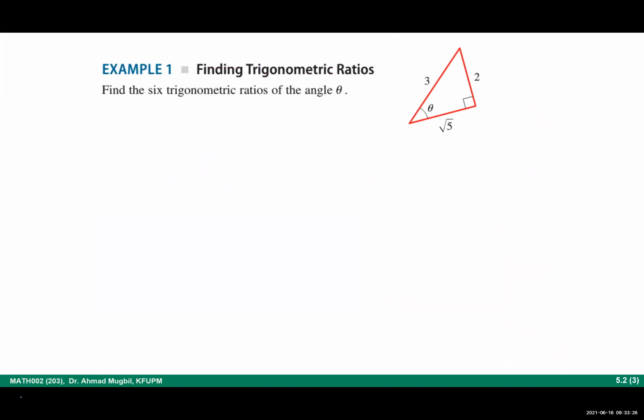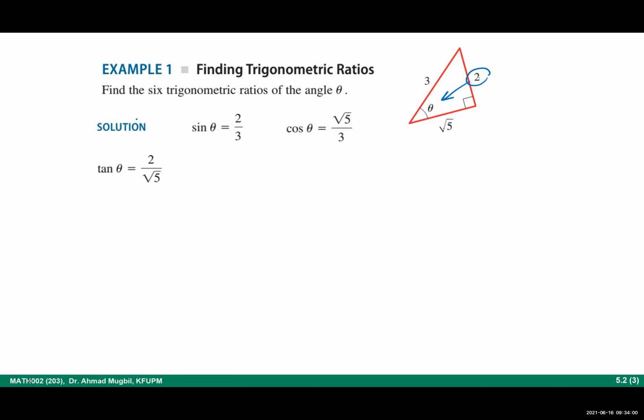It is here, shabab. Let's take an example. Find the six trigonometric ratios of this angle theta. Now let's start with sine. What is sine theta? 2 over 3. This is the opposite. It is 2 over 3. Okay. Now, what is cosine? It is square root of 5 over 3. Now, what is tangent? It is 2 over square root of 5, which of course can be rationalized to be 2 square root of 5 over 5 if you want to rationalize it, but it's okay.